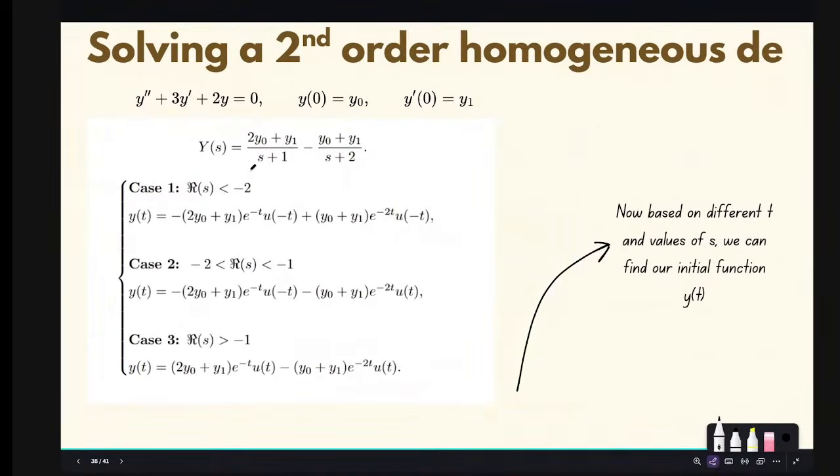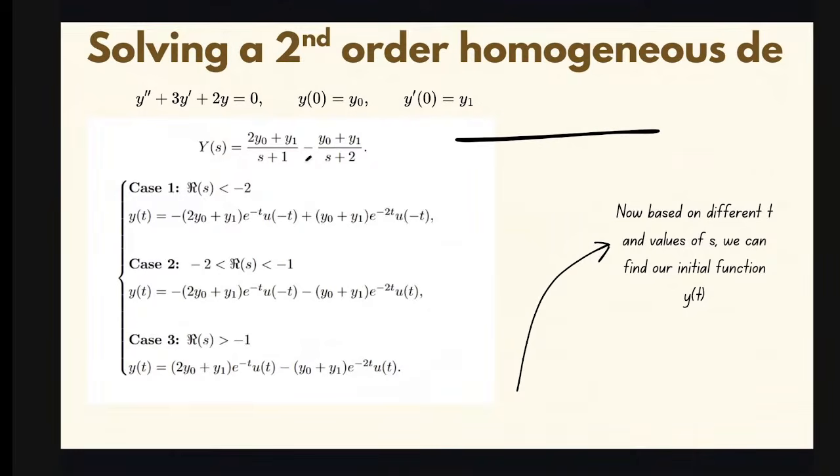If the ROC was given, then there'll be three cases, because here we have two poles, minus 1 and minus 2. So let's say this is region 1, this is region 2, and this is region 3. Now, based on what we had understood before, in these three regions, everything will be like in this. I'm so stupid, I wrote minus 2 and minus 1 over there. My bad.